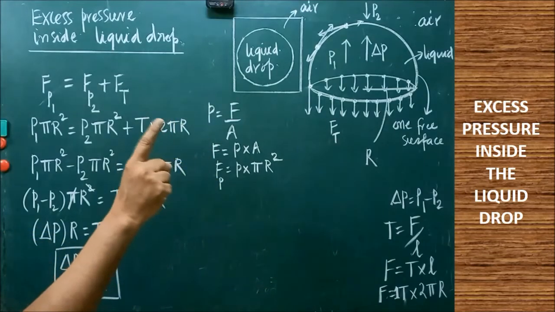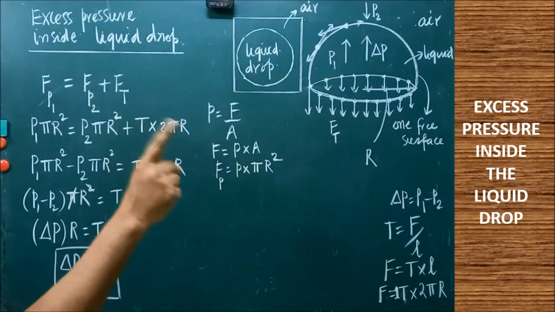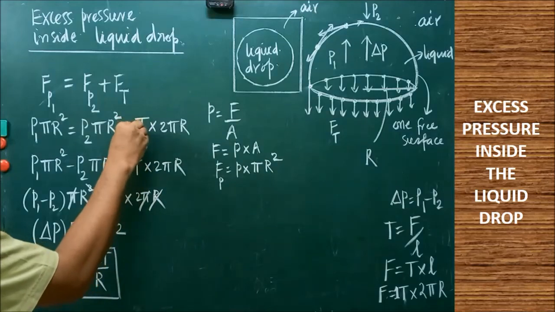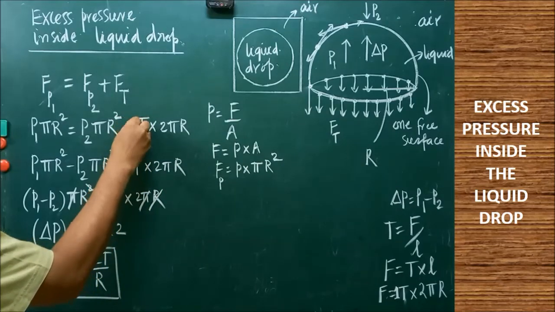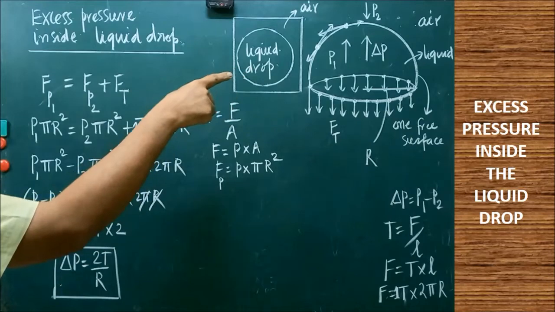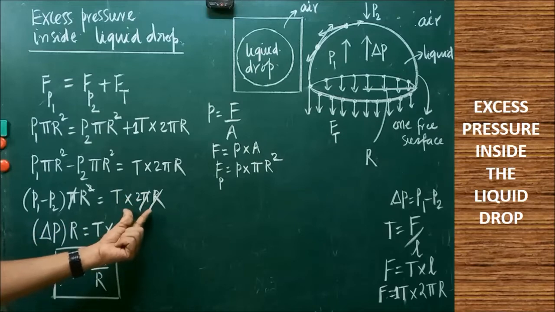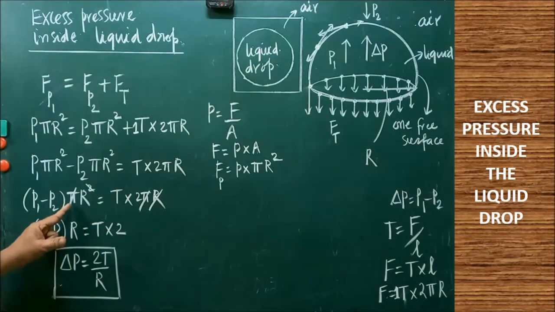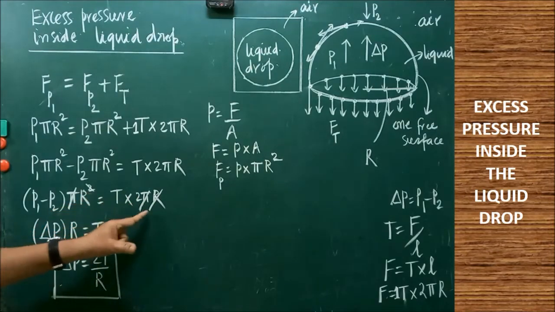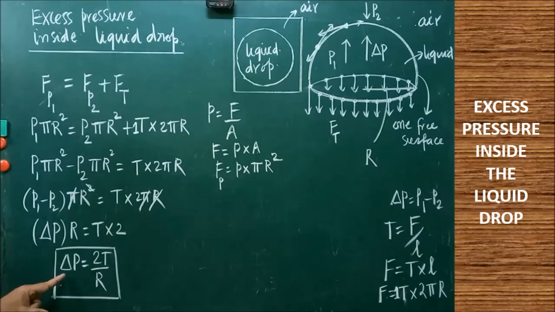Only one free surface is there. Since only one free surface is there, what do we have to write? We have to write 1. Don't forget, since only one free surface is there in the case of a liquid drop, 1 must be written, and P1 and P2 can be written within the bracket. Pi r square can be written outside, and T into 2 pi r, the same expression must be written. Cancel the factors pi and pi, and one r can be cancelled. After simplification, the excess pressure expression can be obtained finally.